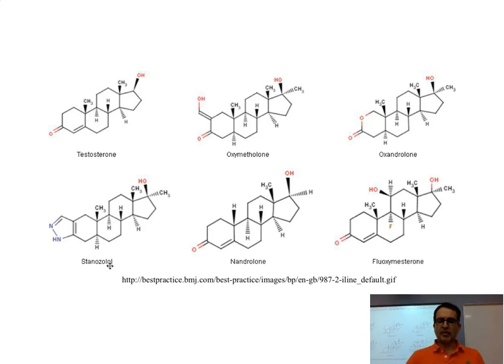Some others are a little bit less eager or less stringent in their testing for this. Now, how do we test for these substances? Well, it's very straightforward. One of the methods that we use is something called HPLC, which means high performance liquid chromatography.